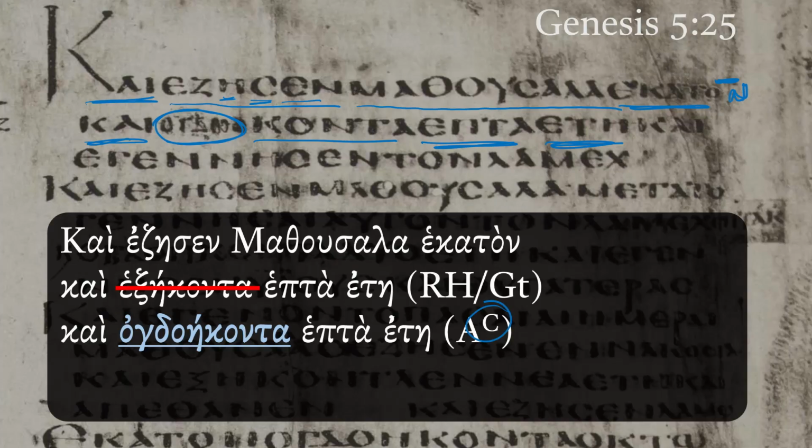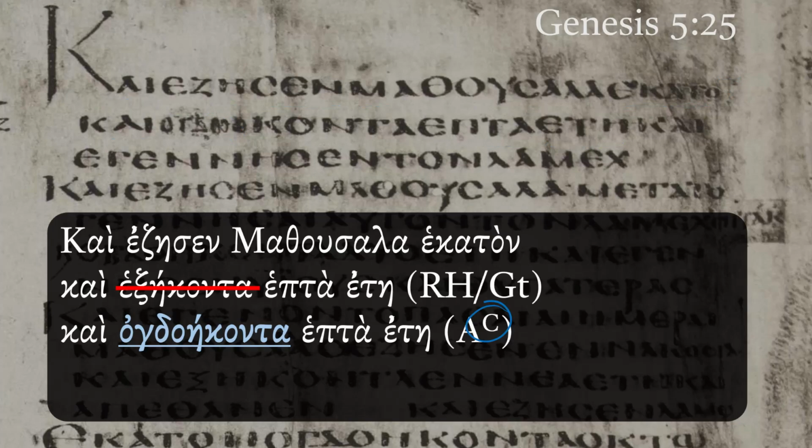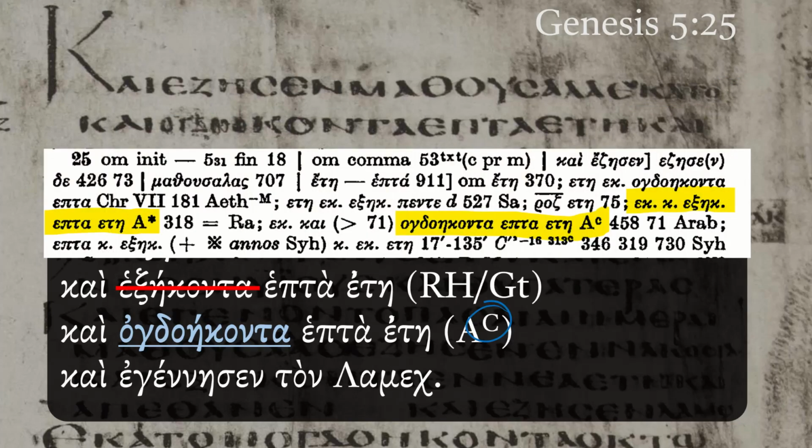And in case you're wondering, that is precisely what we see when we take a look at the apparatus of the Göttingen edition, which looks something like this. You'll have the original scribe of Alexandrinus, they believe, had the 60, hexaconta, but the corrector has the 80 there, agdoeconta. And then it finishes with kai egennesen ton Lemech, begat Lamech.